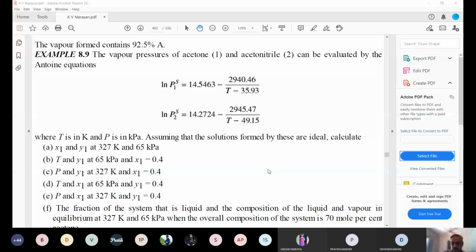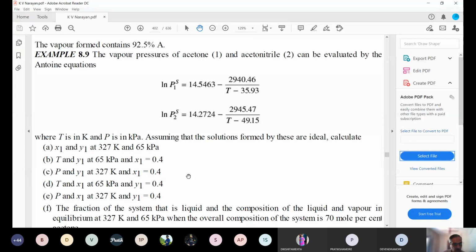Okay? Any questions on this part before we go to the second or third one? Okay, there are no questions. Let us solve part C, which is find the pressure and Y1 at 327 Kelvin and X1 equal to 0.4. Right? So temperature is given now, in part C. So it is easy. X1 equal to 0.4. So we have to find out P and Y1. It is easier because temperature is given. If temperature is not given, it becomes trial and error.